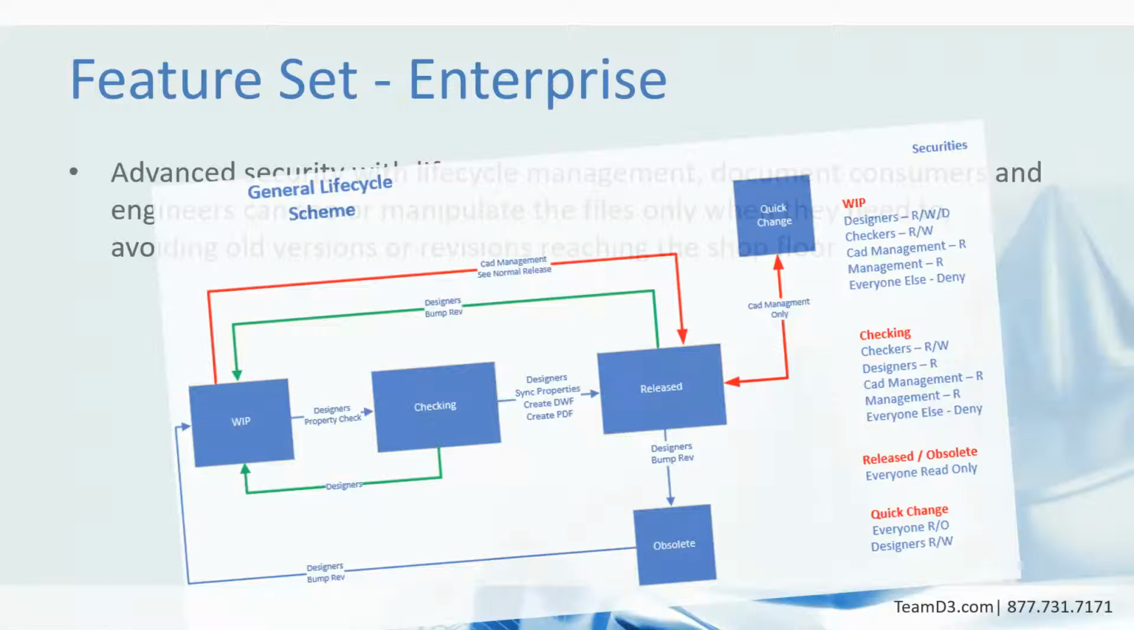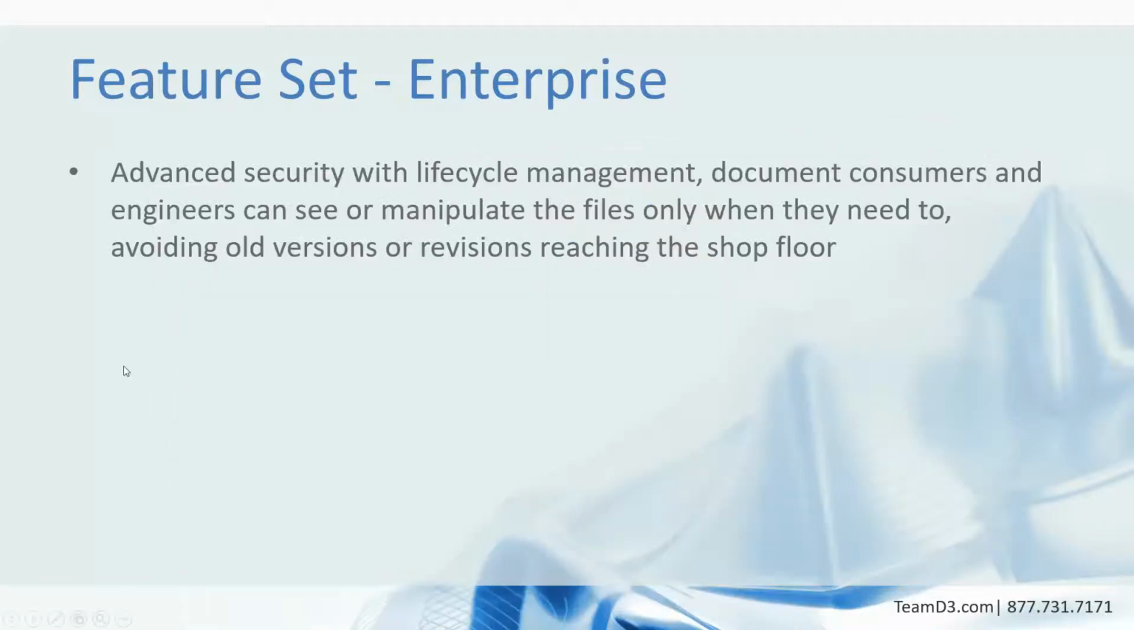If I move it back to work in progress, following this green line right here, it's going to bump my revision and my designers can do it. Between checking and released, it's going to create a DWF file, the visualization file, and a PDF automatically for me and put it in the vault. So that's some of the advanced security features.